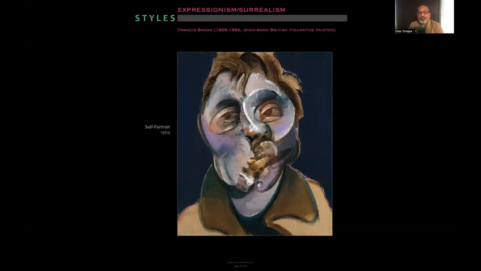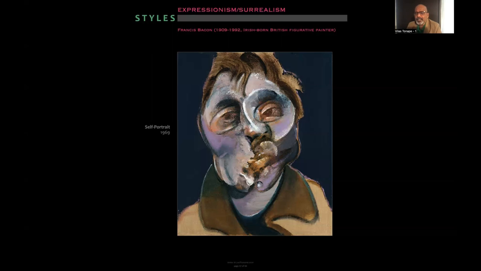Then we come to one of the neo-figurative, neo-expressionist, surrealist painters, the Irish-born British painter Francis Bacon. He had a very different, almost otherworldly way of composing paintings. That's not seen here, of course; this is a straight-shot passport photo. But I'm talking in general, his painting was compositionally very different. He had a unique style.